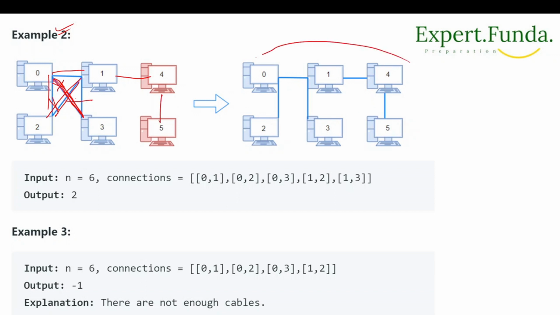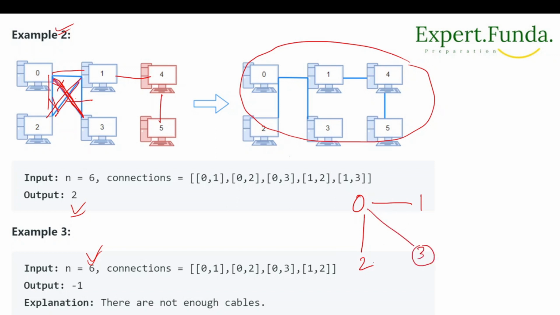So it will look like this one, correct? So a minimum of 2 connections is required to extract and add. Similarly, if we have 6 computers with connections 0-1, 0-2, 0-3 and 1-2, there are not enough cables to implement. Why? Let's suppose 0 is connected with 1, 0 is connected with 2, 0 is connected with 3, and 1 is connected with 2, right? Like this. So we have it like this.